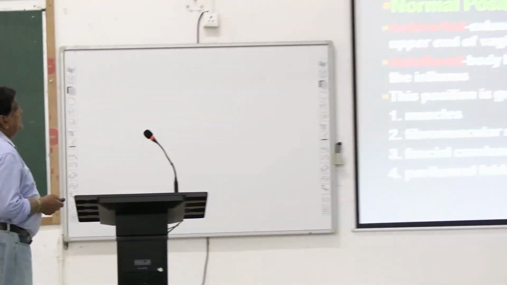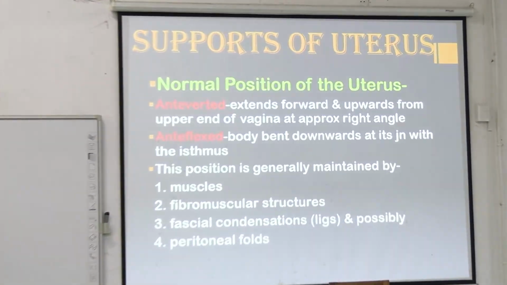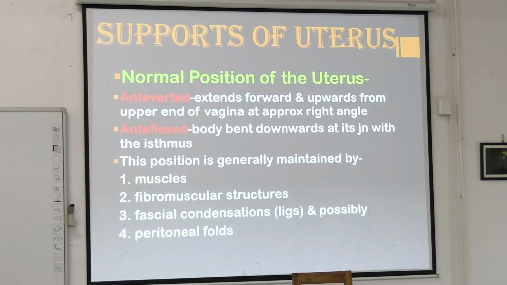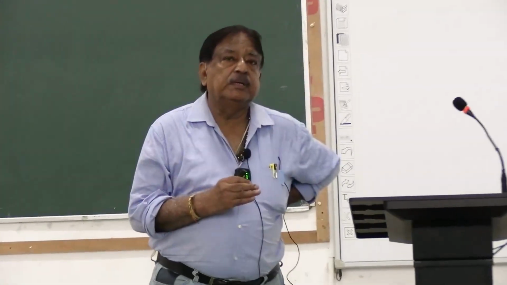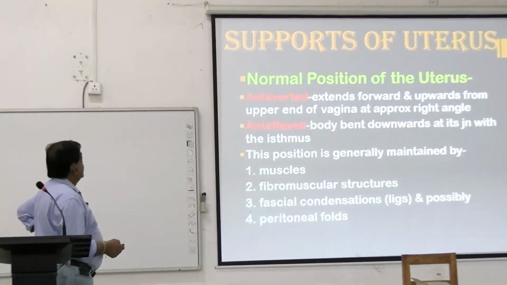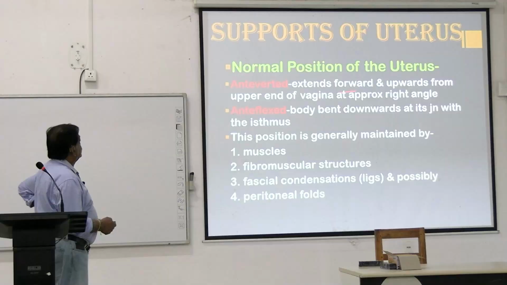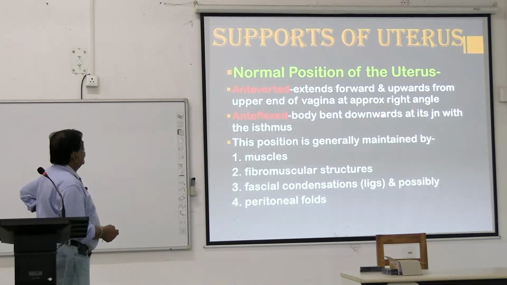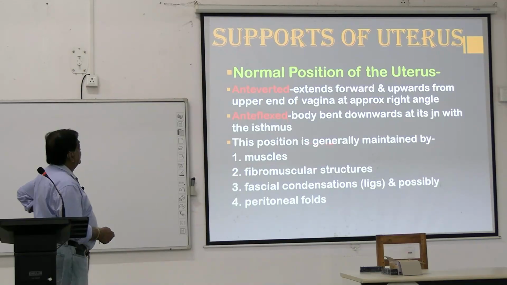Now, normal position, support of the uterus. This is very important for your theory question, and also in practical, they can ask you. The normal position of the uterus: anteverted, it extends forward and upwards from the upper end of the vagina at approximately a right angle. Anteflexed, the body is bent downwards at its junction with the isthmus. This position is generally maintained by muscles, fibromuscular structures, fascial condensations, ligaments, and possibly peritoneal folds.